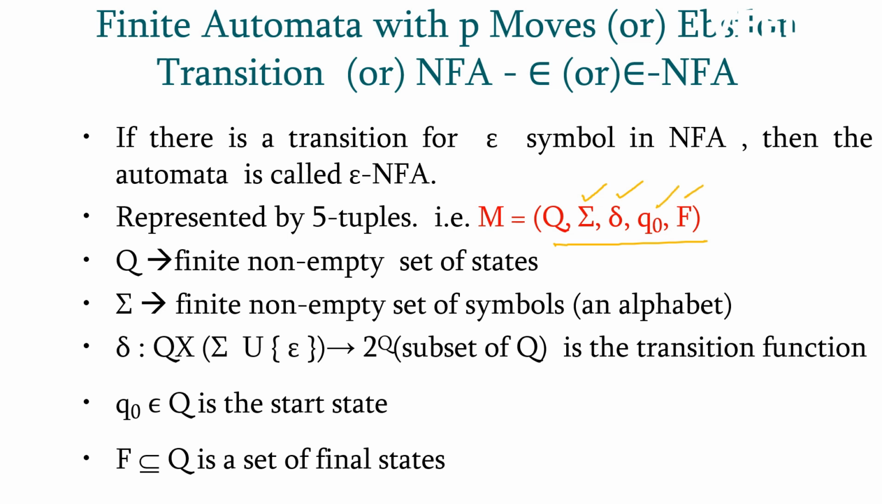Here we can see the transition function goes from the set of states, cross the Cartesian product with sigma. Sigma is nothing but the alphabet. Here sigma includes epsilon. That's the meaning. We'll be making a transition on the given input symbols like a, b. But here I can include epsilon as an input symbol on which I can make a transition. Q naught is the start state, and F is the set of final states. Make a note of this formal representation of the epsilon NFA.